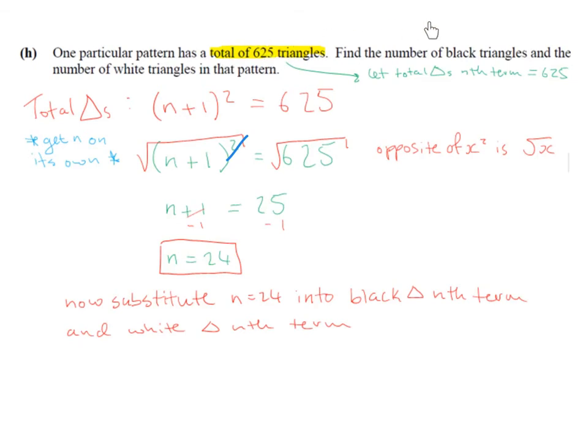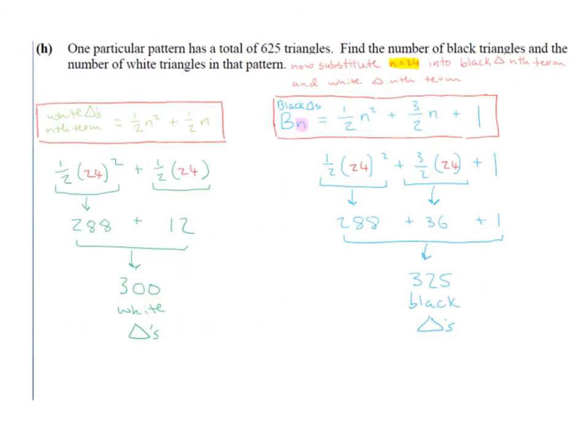So we want to find the number of black triangles in the 24th term, or the 24th pattern, and we want to find the number of white triangles also in the 24th term. So to do that, we substitute n equal to 24 into the black nth term formula and into the white nth term formula. So here's the white one.